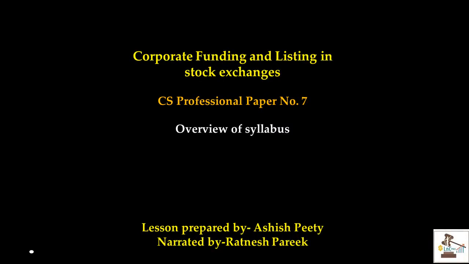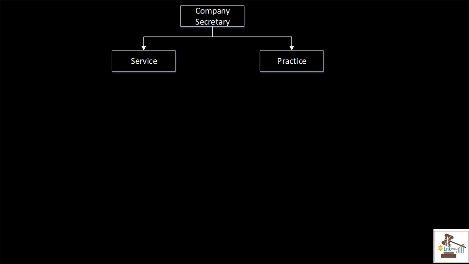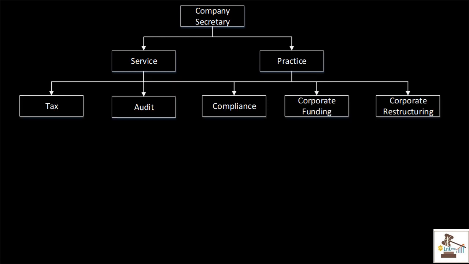In this video we will discuss the syllabus of paper number 7 of the CS Professional Program, and that is corporate funding and listing in stock exchange. Well, as we all know, a company secretary can either do service in the industry or do his own practice. In both cases, there are a wide number of areas where he can work, like tax, audit, compliance, corporate restructuring, etc. One such area is corporate funding.